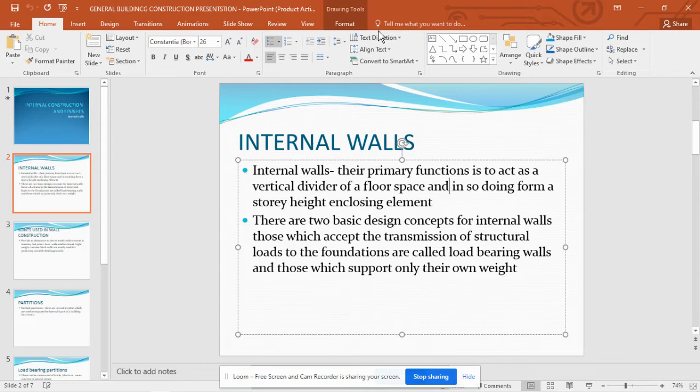Internal walls have their primary function as acting as a vertical divider of a roof or floor space, and in so doing form a storey height enclosing element. There are two basic design concepts for internal walls: those which accept the transmission of structural loads, which are load-bearing walls, and those which support only their own weight.